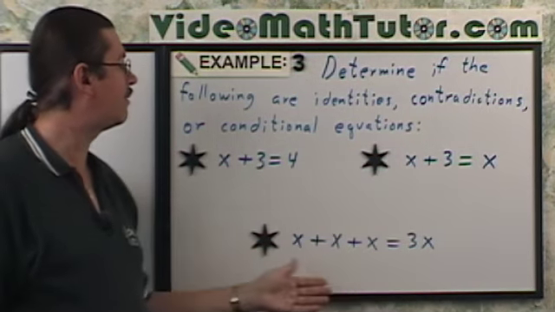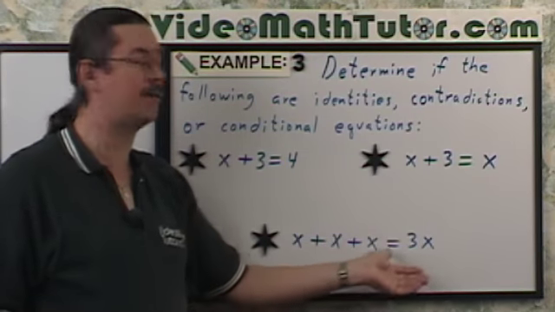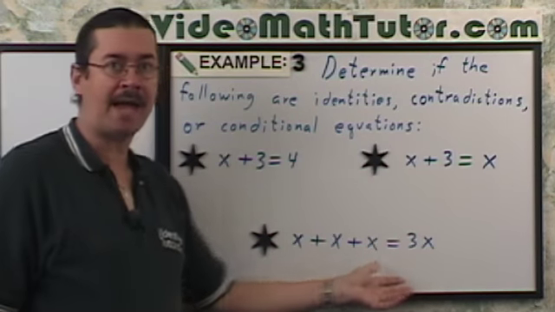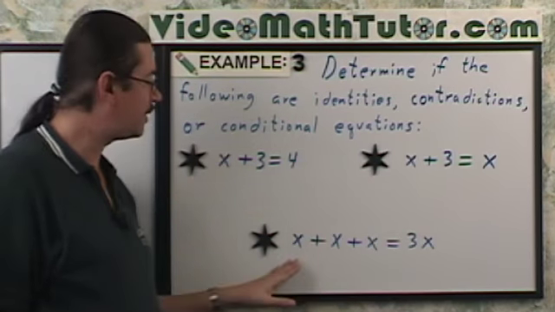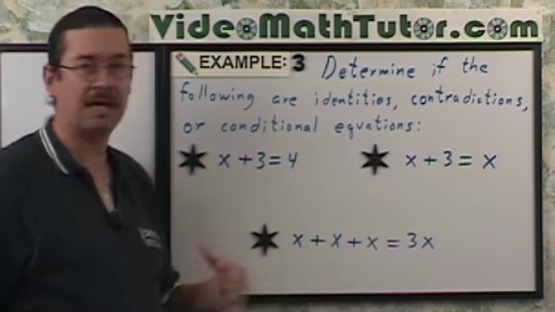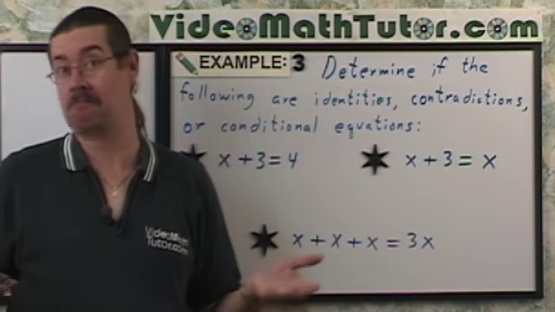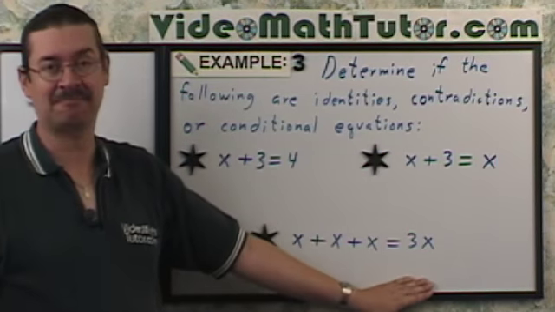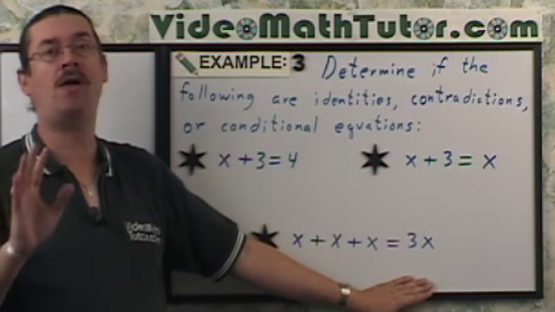Now this last one, we have x plus x plus x equals 3x. Well, no matter what value of x you have, this is true. If you simplify this first part of the equation, x plus x plus x is 3x. So this is an identity. It's true for all values of x.